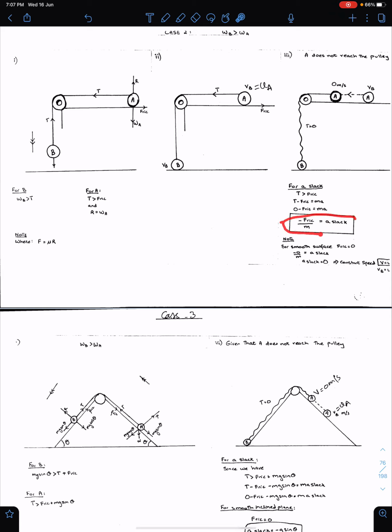This equation will help you to get the acceleration of this particle from this motion, or for this motion. What if the table is smooth? Let's suppose the table is smooth, then acceleration must be 0, because friction is 0, therefore acceleration is 0, therefore speed will be constant. Meaning if this speed is 2, therefore this will also be 2. So make sure you read the question carefully.